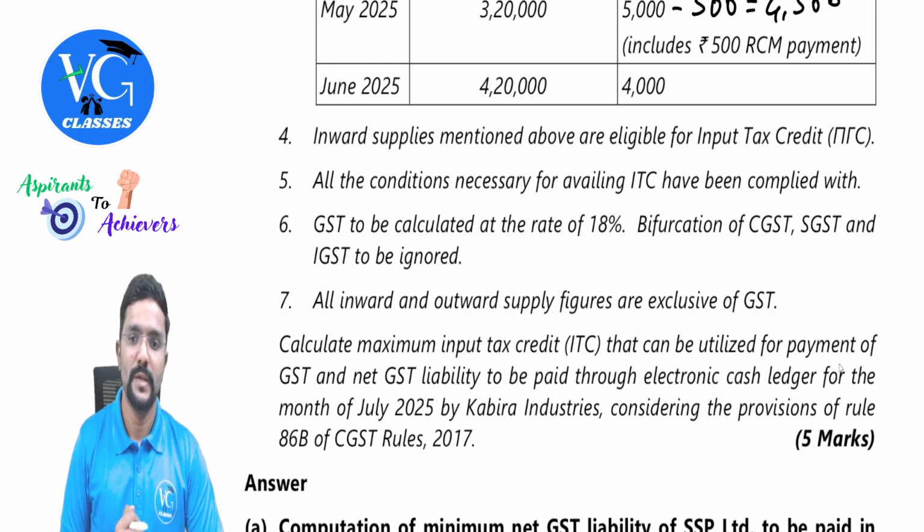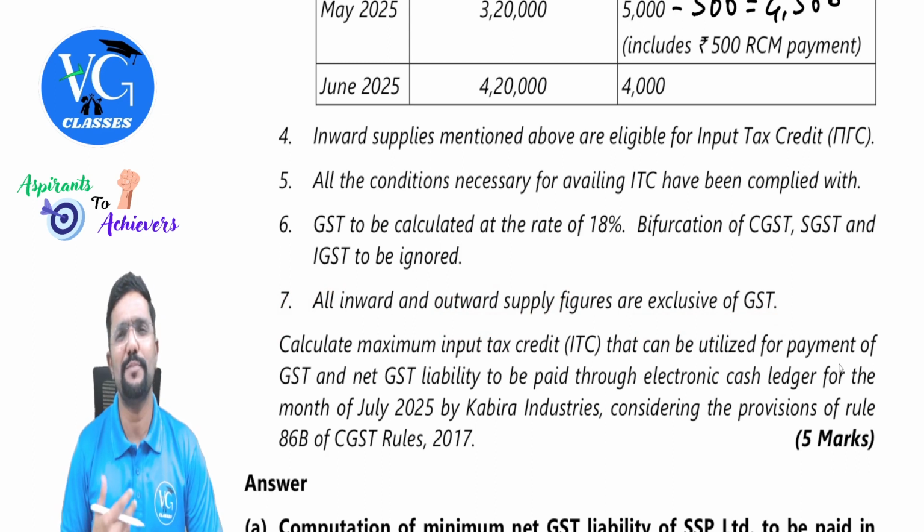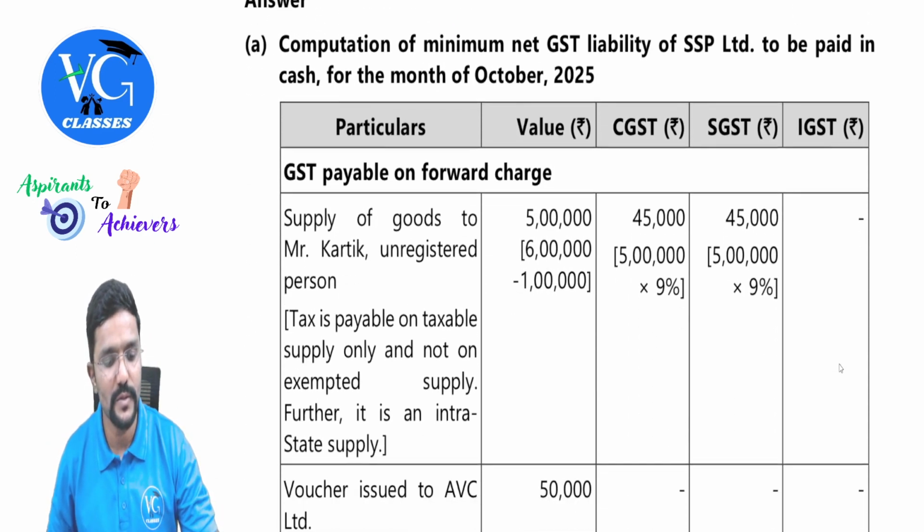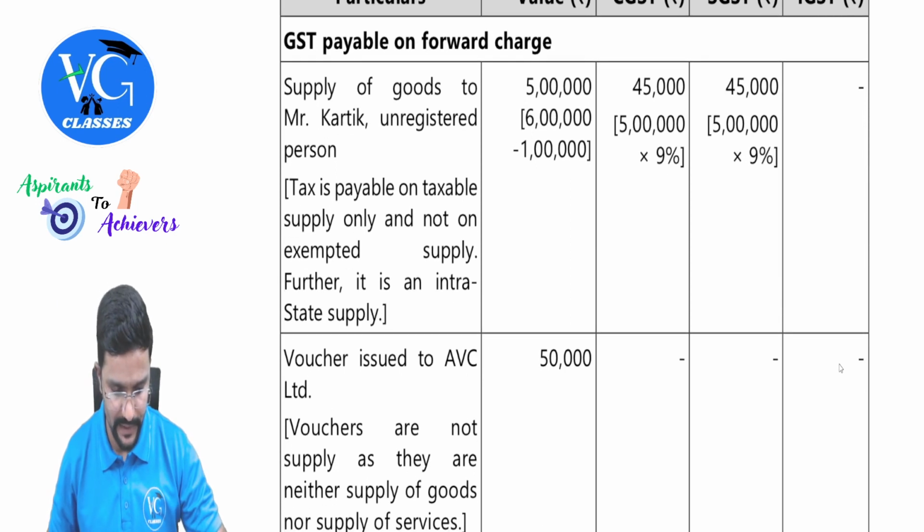So how much minimum tax has to be paid through cash ledger and how much maximum credit we can use is the question for 5 marks. So it is a question on Rule 86B, guys. Yes.